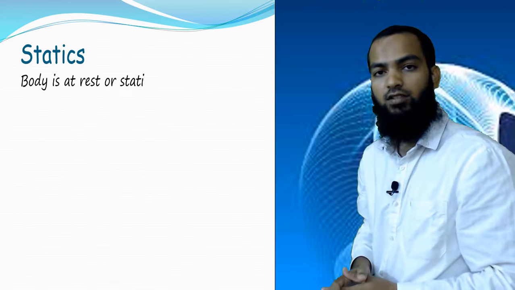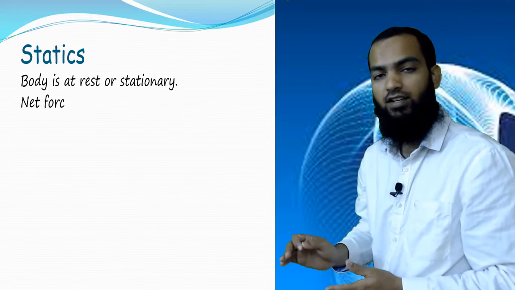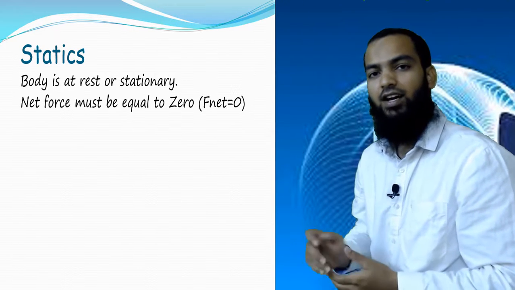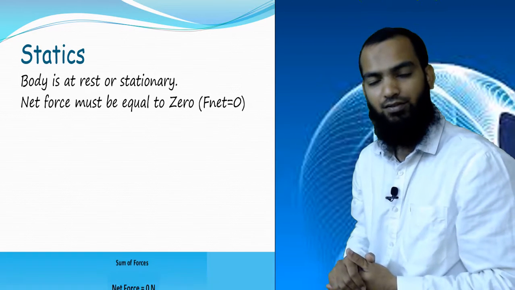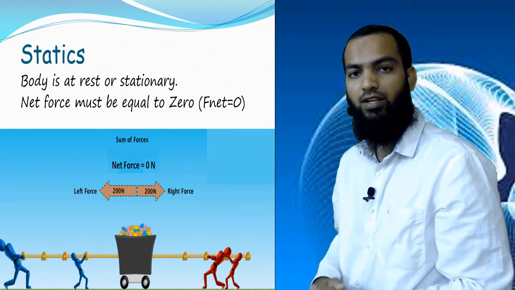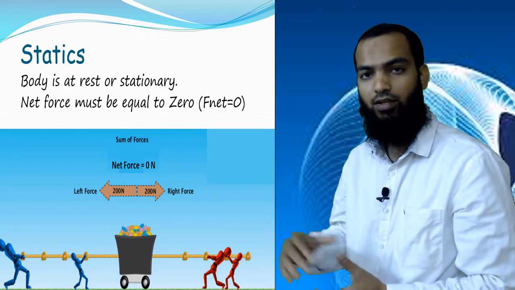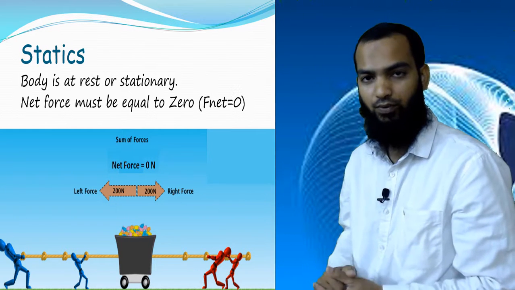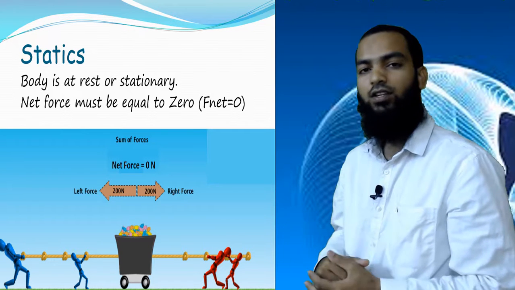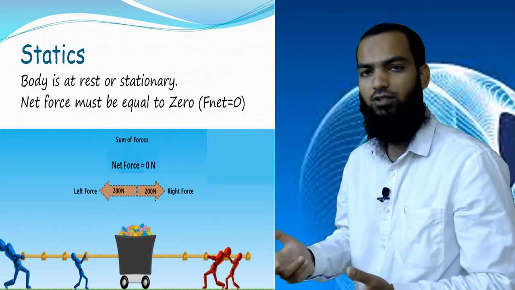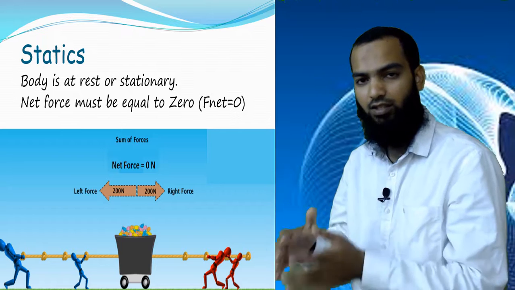So the points to be considered in statics are: the body is at rest or stationary, and net force is equal to 0. Now in this simple example, we can understand the net force. Left force is 200 newtons and right force is 200 newtons. So 200 minus 200 equals 0. Net force is equal to 0. That's why the body is in equilibrium.